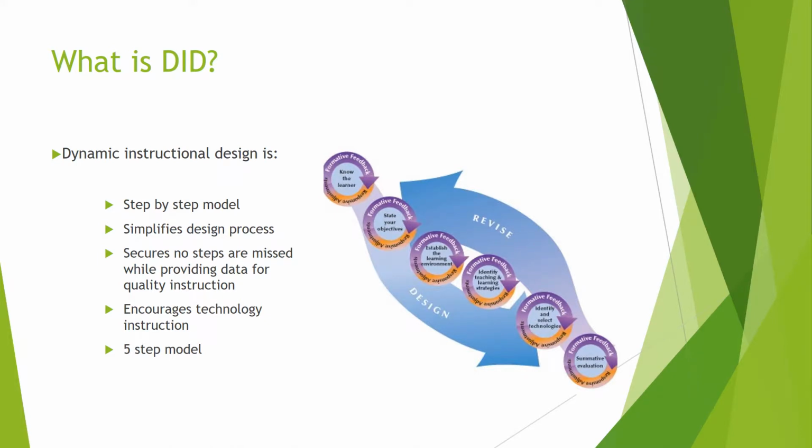What is DID? DID is Dynamic Instructional Design. It is a step-by-step model that simplifies the design process. This process secures that no steps are missed while providing data for quality instruction. Dynamic instructional design encourages technology supports and is a 5-step model.